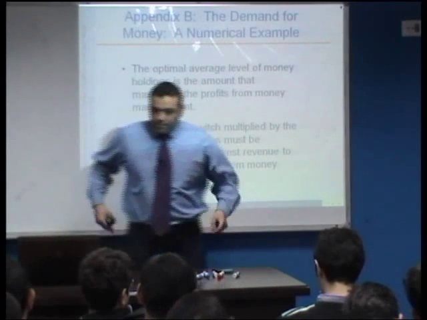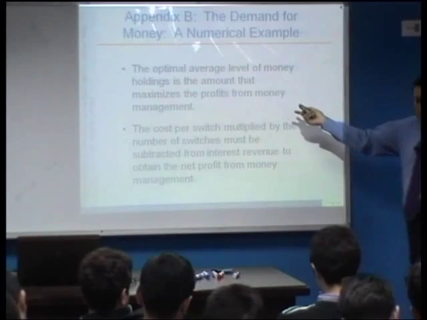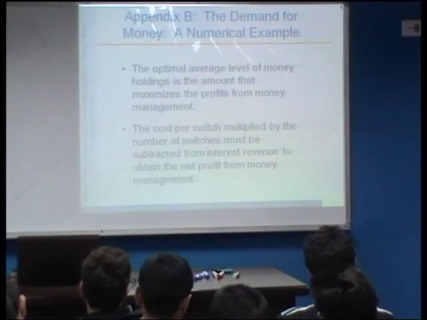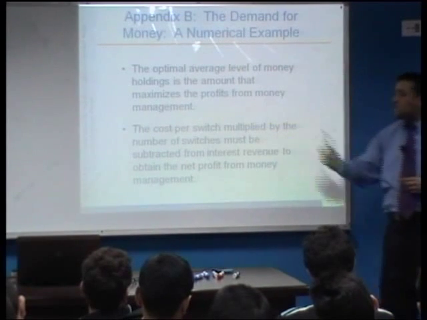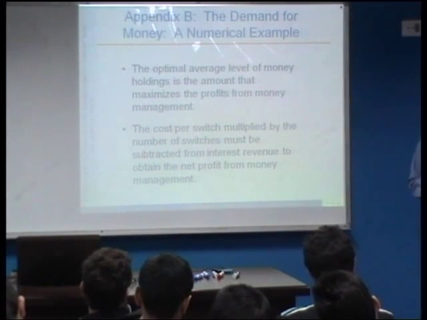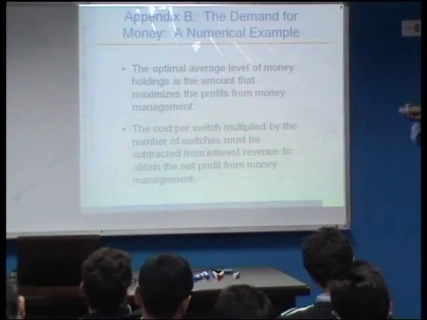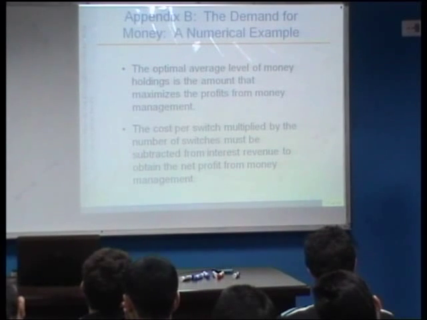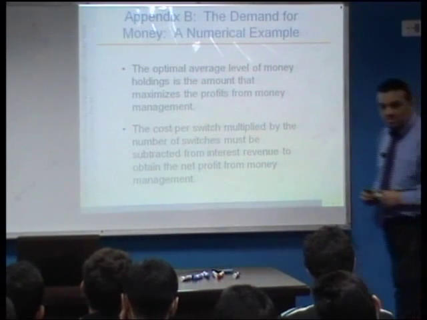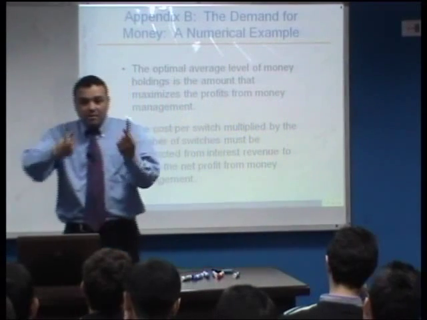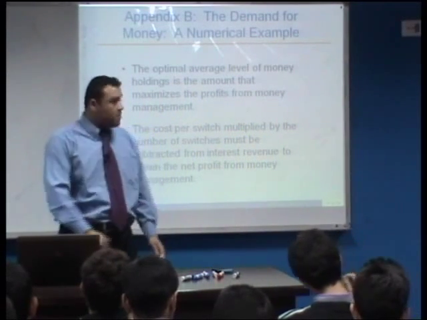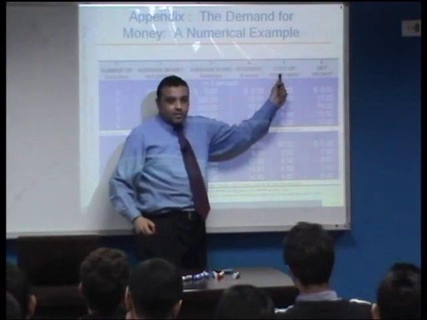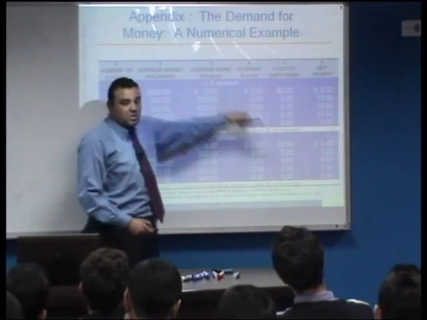Cost per switch. طيب. So let's go to this slide. As you see, the optimal average level of money holding is the amount that maximizes the profits from money management. أنا بدور على إني آخذ the highest net profits. مظبوط؟ طيب. The cost per switch multiplied by the number of switches بيعطيني إيش؟ The cost of switching. The cost of switching is the number of switches times the cost per switch.